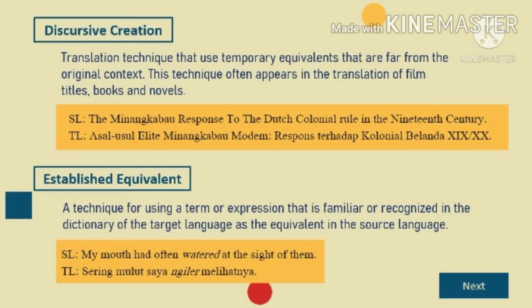Discursive creation. Translation technique that use temporary equivalents that are far from the original context. This technique often appears in the translation of film titles, books, and novels. For the example, the Minangkabau response to the Dutch colonial rule in the 19th century. Translated to asal-usul elit Minangkabau modern, respons terhadap kolonial Belanda 1920.